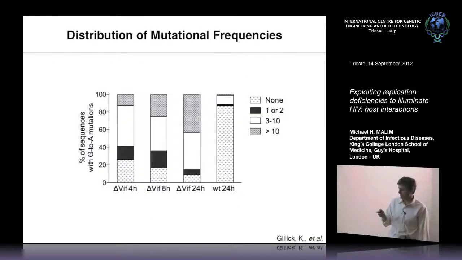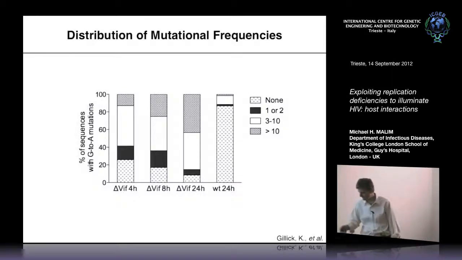Looking at the number of mutations per sequence, you can see for the Vif-deficient viruses by 24 hours, a lot of sequences contain a very large number of mutations. We're only looking at a 500 base sequence here, so that's over 10 mutations per DNA. And there are very few that escape with no mutations. In contrast, with a wild-type virus, where there's very little APOBEC3 protein around, most of these sequences escape mutation, and a few have a few mutations, and I'll come back to the possible meaning of this a little bit later.